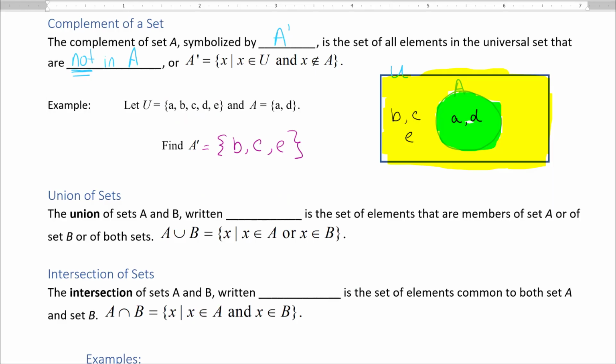So the union of sets, if I take set A and set B and I'm taking the union of that, we write that A union B like this, is the set of all elements that are members of set A or of set B or of both. Okay, so as long as they're in A or B or both, that's the union.